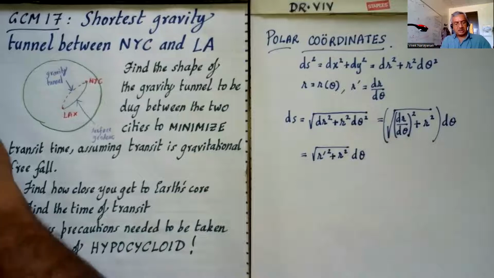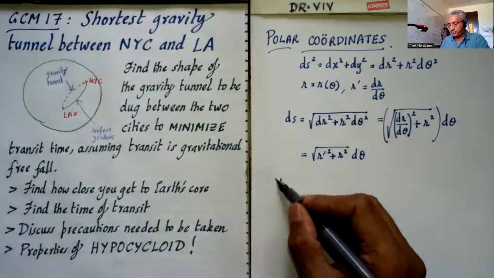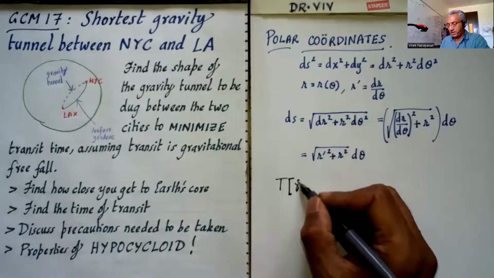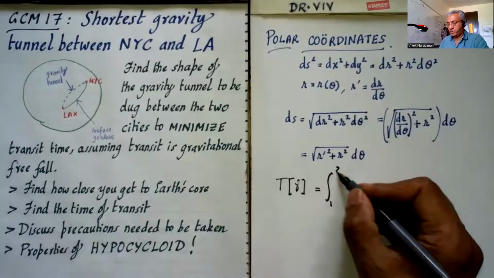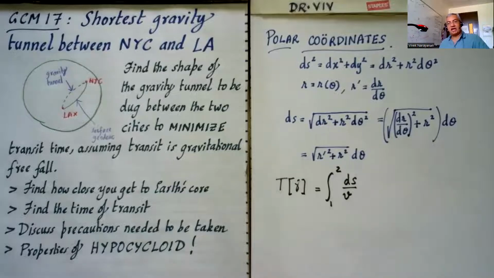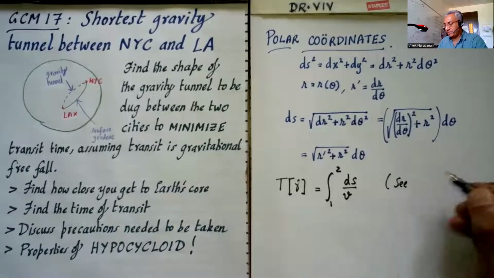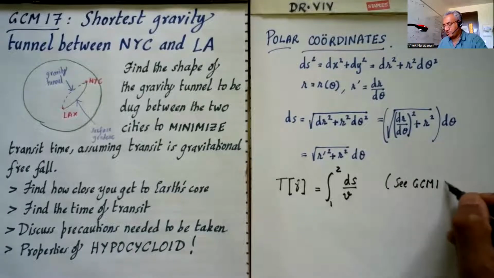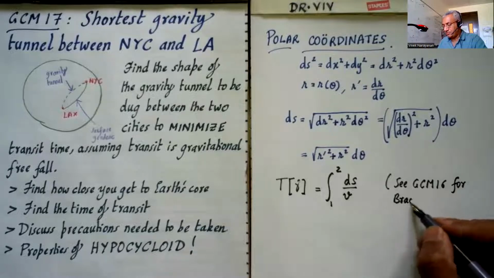Now the time functional is the thing we have to extremize. The time functional T will depend on the path gamma. That is just the integral from 1 to 2 of ds divided by the speed at any given time. We had a similar time functional for the brachistochrone problem. If you've not seen the previous video, please see it. I'll write here GCM17 for the brachistochrone problem.